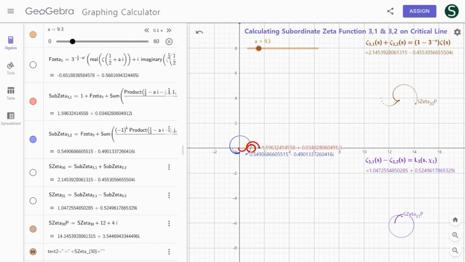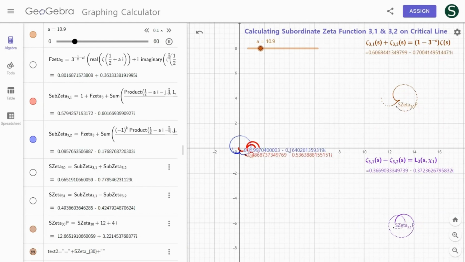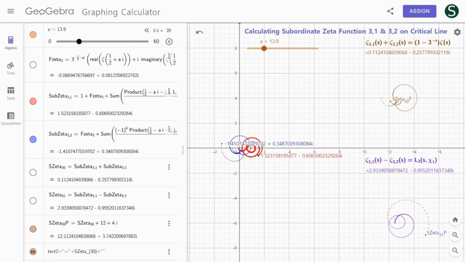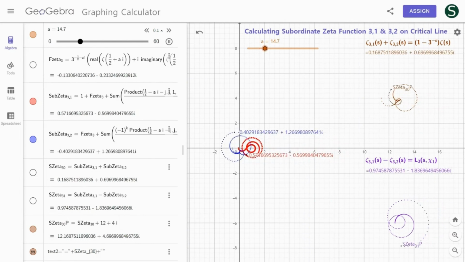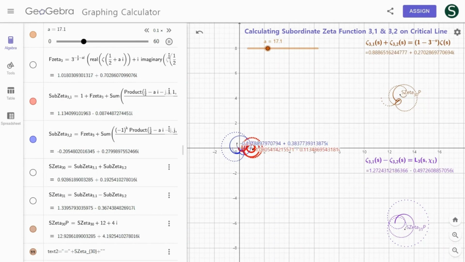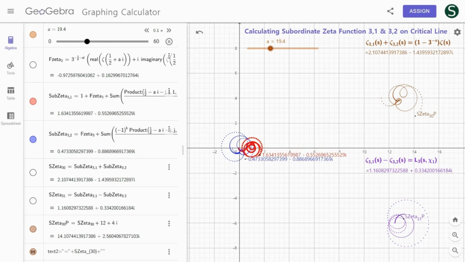And even when the imaginary part a increases, there is an error of more than 8 decimal places. The sum of the subordinate zeta functions 3, 1 and 3, 2 is equal to the zeta function times 1 minus 3 to the power of minus s. And the difference between the subordinate zeta functions 3, 1 and 3, 2 is equal to the L function chi, 1 of mod 3.